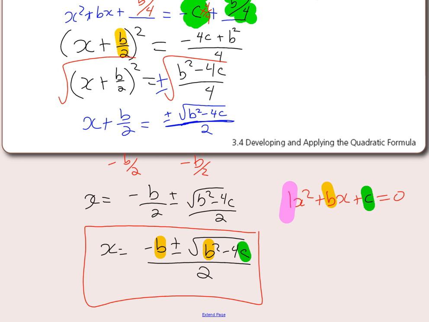You don't have to complete the square, because we just did it all the way through. But this only works when we have a 1x squared. Let's flip the page and see what they do there.